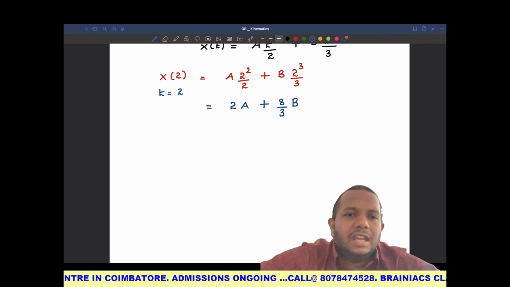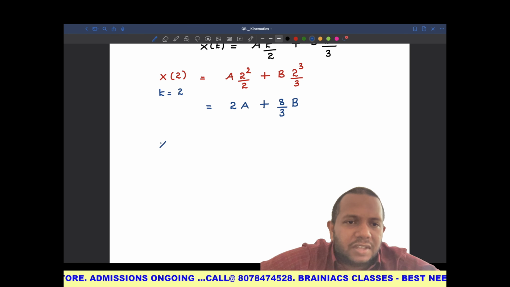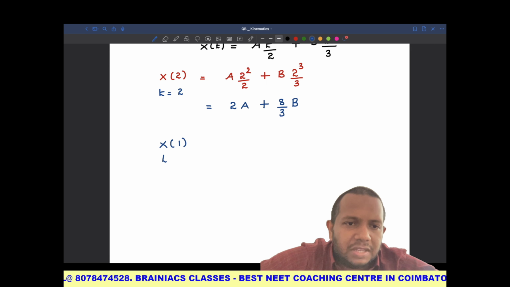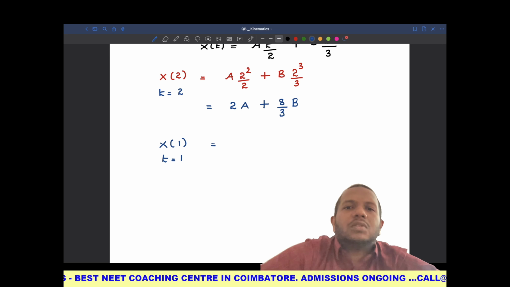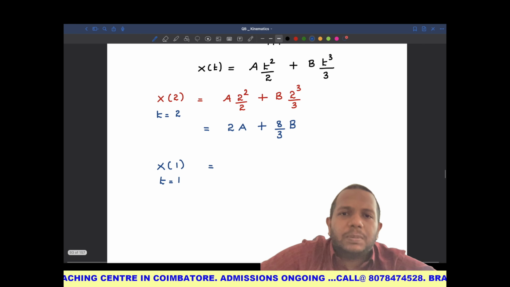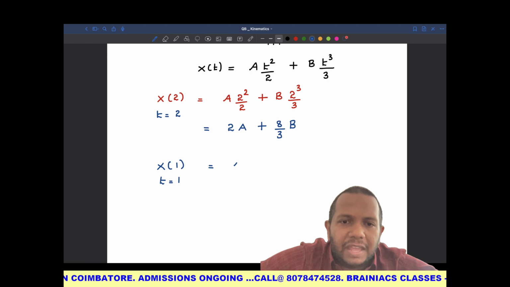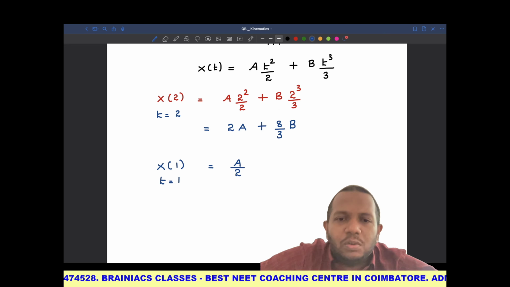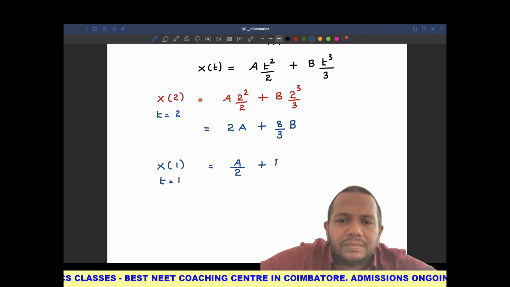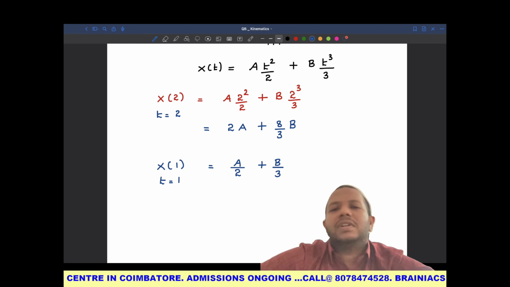And similarly, you can calculate what is the distance traveled in 1 second. So that means at a time t is equal to 1 second. So you can put 1 here. So what you will get, sir, time t you will put 1. So it will become a by 2, okay, a by 2. Here also t is equal to 1, you will get b by 3.